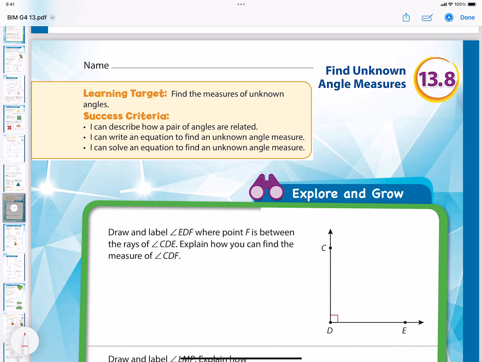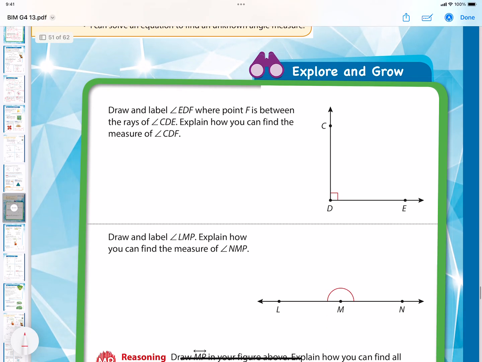Now look at this, guys. Draw and label angle EDF. We don't have ray DF. We have only ray DC and DE, right? So you need to just put the point F in between randomly. And the point F is between the rays of what? Angle CDE. Alright, explain how you can find the measure of angle CDF.